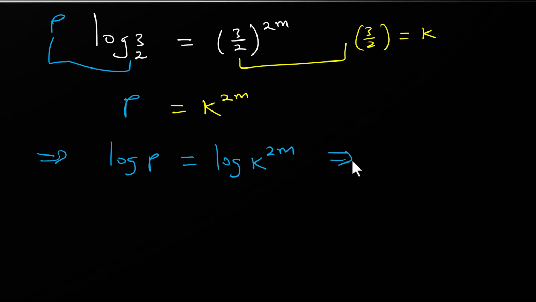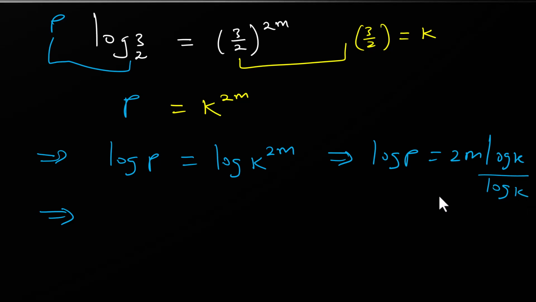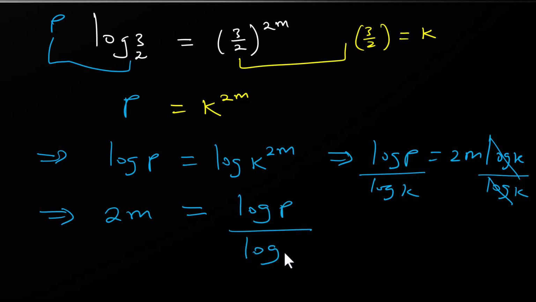So from here log p is the same as 2m log k. Now to find this we have to divide both sides by log k. So that will be 2m, this one will cancel, equals log p on log k.